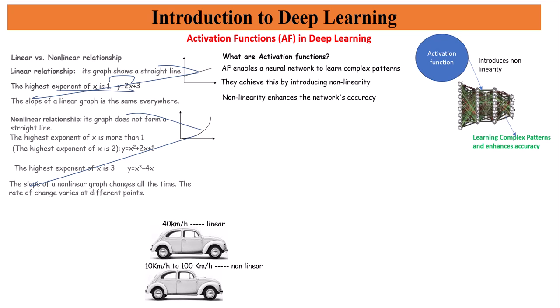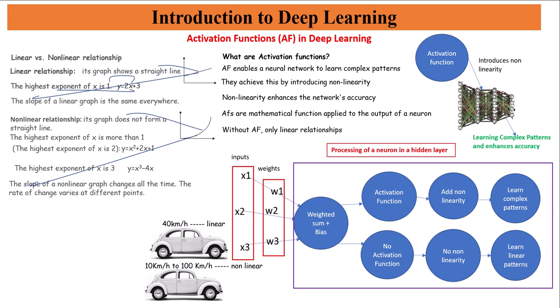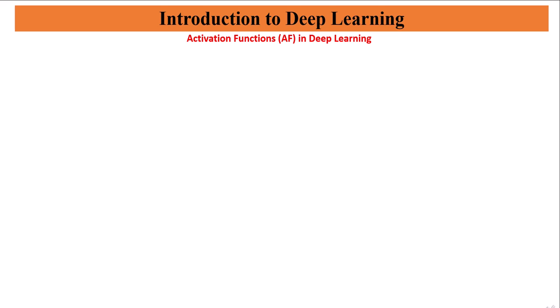They are mathematical functions applied to the output of a neuron. Without activation functions, neural networks could only model linear relationships between inputs and outputs. As shown in this figure, applying an activation function introduces nonlinearity, enabling the network to learn complex relationships. Without it, the model remains linear and fails to capture intricate patterns. Now let's explore the role of activation function in deep learning.